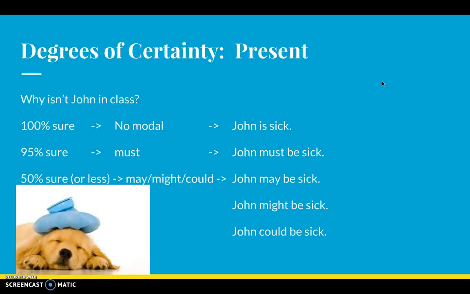So let's talk about degrees of certainty. If we are 100% certain about something, we do not need to use a modal verb. We will simply state our sentence with regular verbs. So we'll say something like, why isn't John in class? If we're 100% sure that we know why, we'll say, John is sick. We'll use is because we're 100% sure.